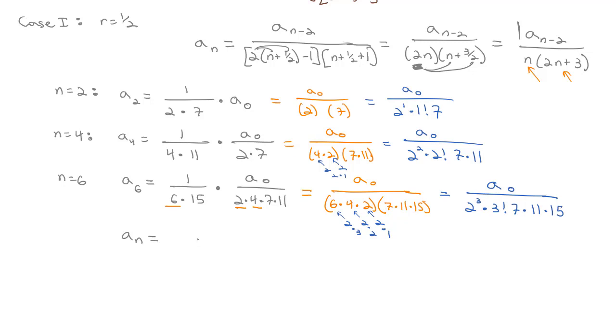So putting that all together, what I see for our pattern is we've got a sub 0 divided by, and actually, we're not going to do a sub n, we're going to do a sub 2n because we've got even subscripts. We're only looking at the evens. The odds all went to 0. Then we have a 2 to the n power. Remember, n is half of the subscript. So we had 2 to the third, and our formula becomes 2 to the n, times an n factorial.